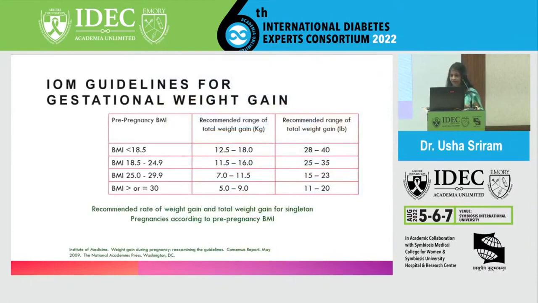And this is the IOM guidelines for gestational weight gain, the Institute of Medicine guidelines, and as you can see, they use a BMI cutoff. So if the BMI is below 18.5, you can allow them to gain more, and as the BMI goes higher, we need to allow them to gain less weight.